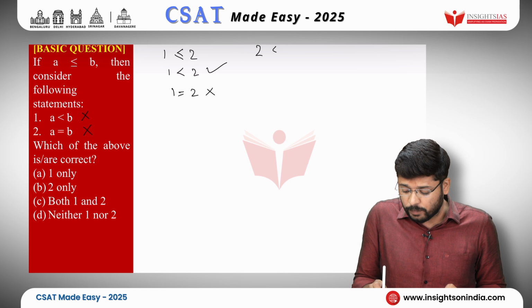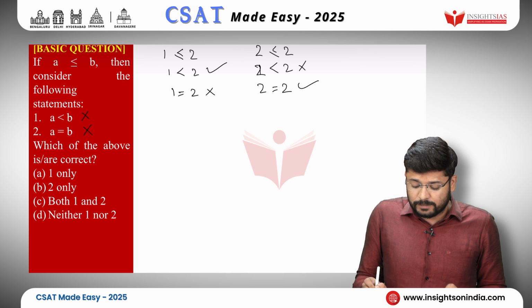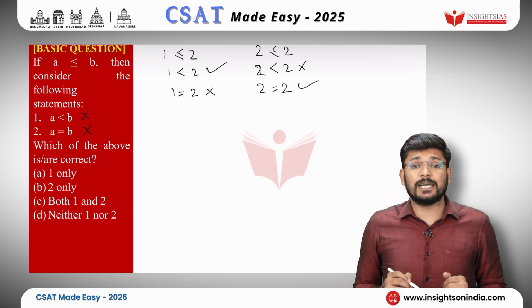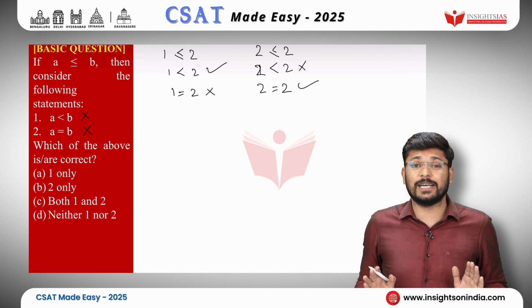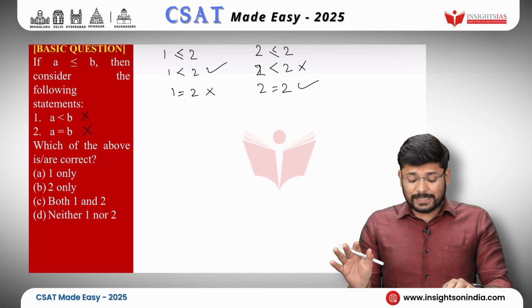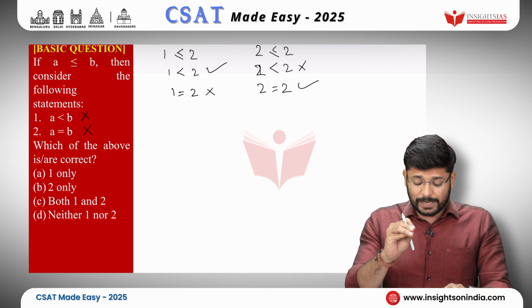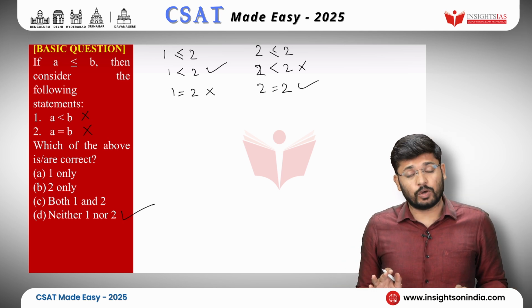If you took 2 and 2, 2 is less than or equal to 2. 2 is less than 2 would be wrong. 2 equal to 2 would be right. So, both statement 1 and statement 2 would be conditionally true. They would not be always true. They would be only conditionally true in specific cases. So, when they say A is less than or equal to B, it doesn't imply A is less than B or A is equal to B. So, our answer would be neither 1 nor 2.